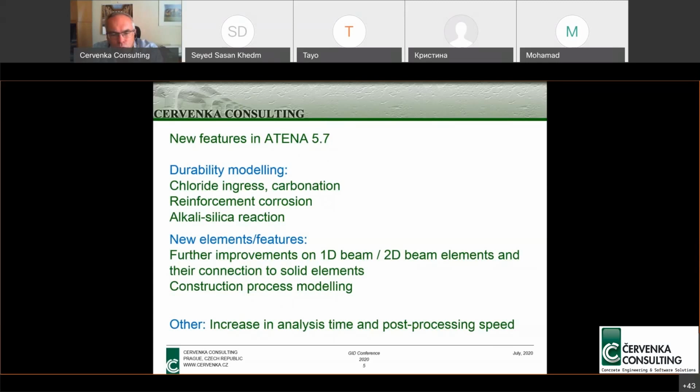So we also have new elements or new conditions for how to connect these various elements together, so that we can create complicated models where some shear parts or more details can be modeled by solid elements and the rest of the structure can be 1D beams or 2D shells. There are also improvements in the construction process modeling.